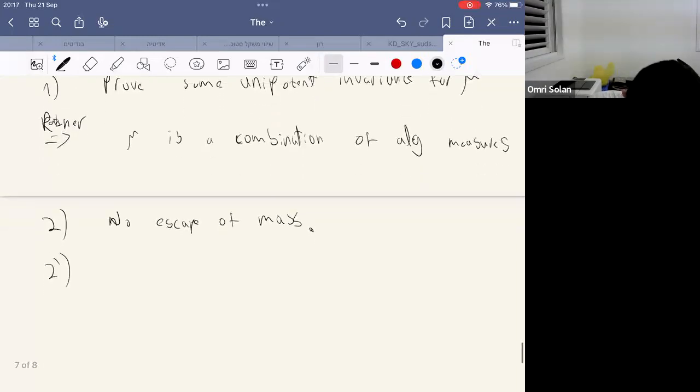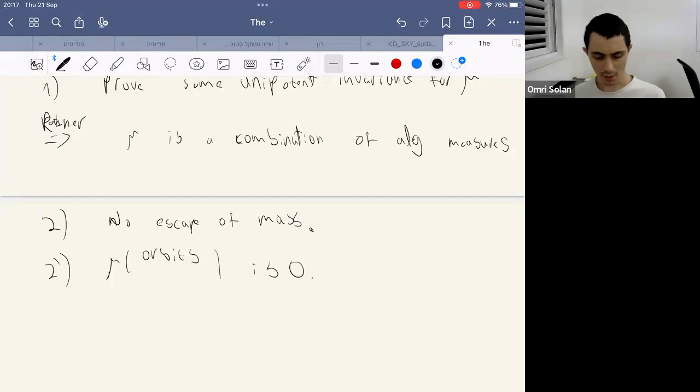We want to show that any algebraic orbit, that mu of certain sets, certain orbits, is 0. Okay.